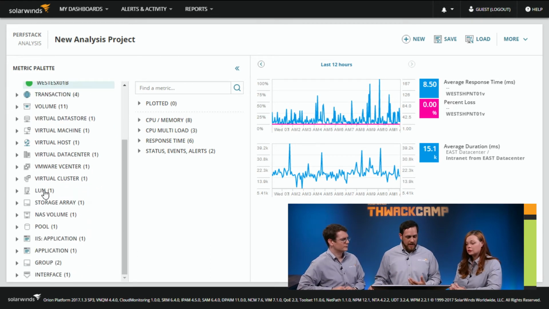I can see all the way down into the LUN and the storage array where the VM is actually running, and again, there could be noisy neighbor issues. There may be another virtual machine that is taking up a lot of I/O in the storage layer that could be causing a problem.